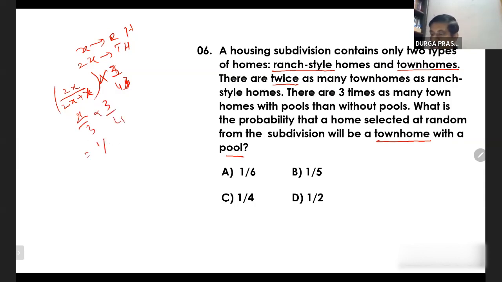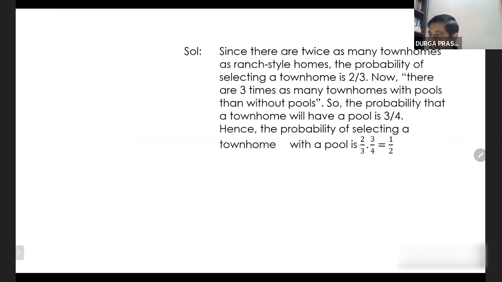So this is half. See, first, children, let us read this carefully. There are 2 houses out of every 3 houses which are townhomes. So 2 out of 3 is the first probability. And means multiplication. So total number of houses, if we pick 3 with pool plus 1 without pool, is 4. So with pools are 3, so 3 out of 4. So it should be 1 by 2. So option B satisfies. Okay, children.